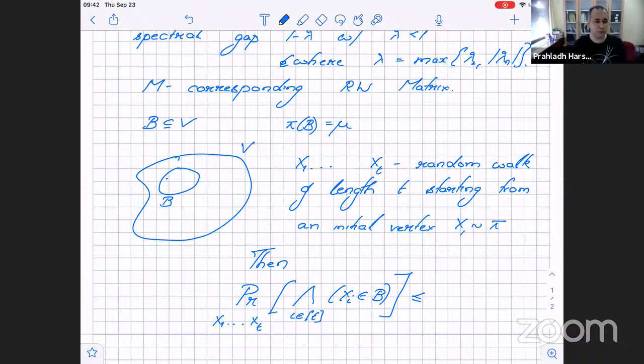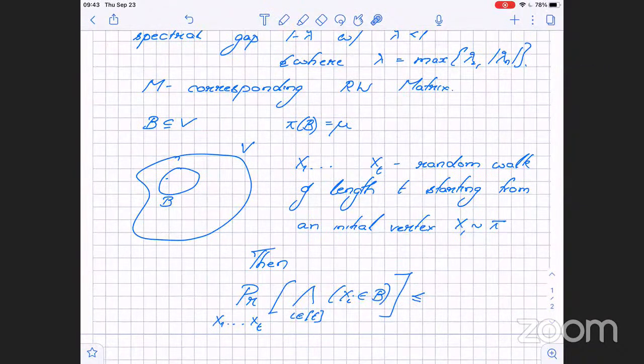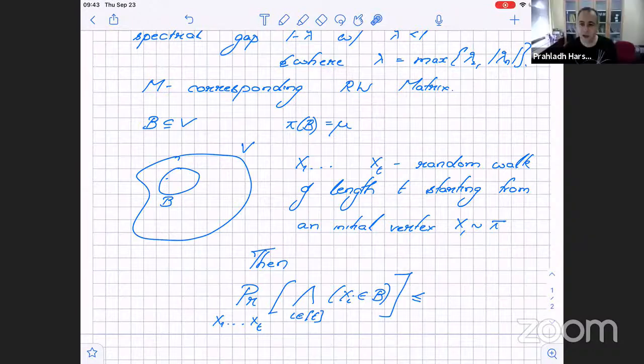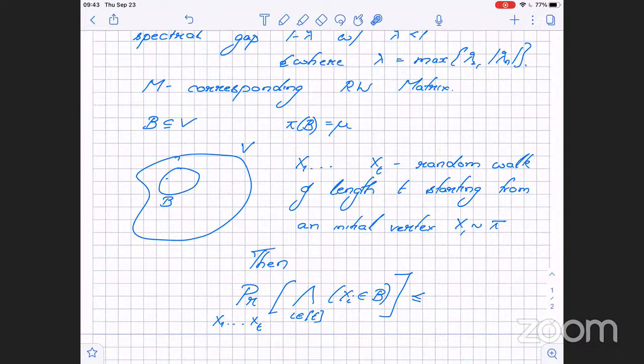You pick the first vertex x1 at random, then you pick the second vertex x2 at random, all from the stationary distribution, from the distribution pi, and so on for t steps. What is this probability? Pi, like mu to the t. Mu to the power t, because it's independent, so it just splits into a product.